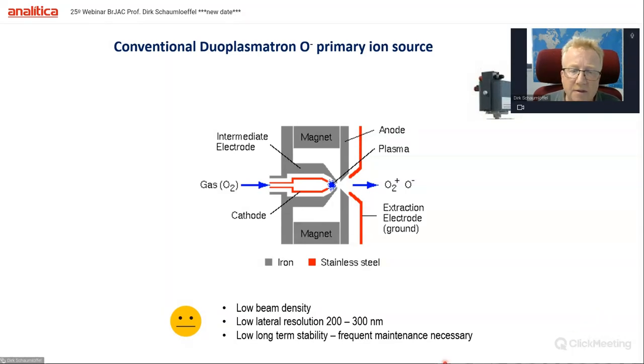But these ion sources have a low beam density and low lateral resolution, so you cannot go down to 50, but only 200, 300 nanometers. And what is also important is the long-term stability is not very good. Really frequent maintenance and cleaning is necessary when using these ion sources. This was the reason to replace these ion sources with a new concept.